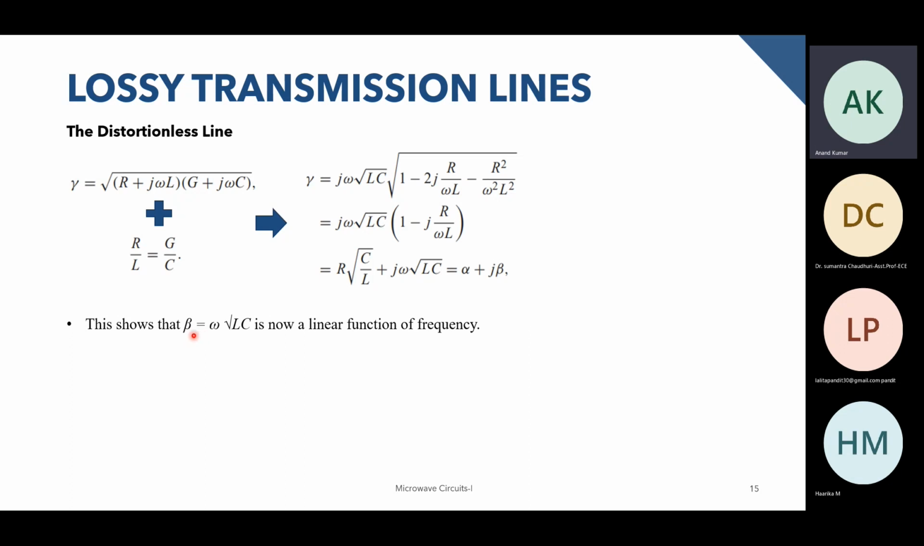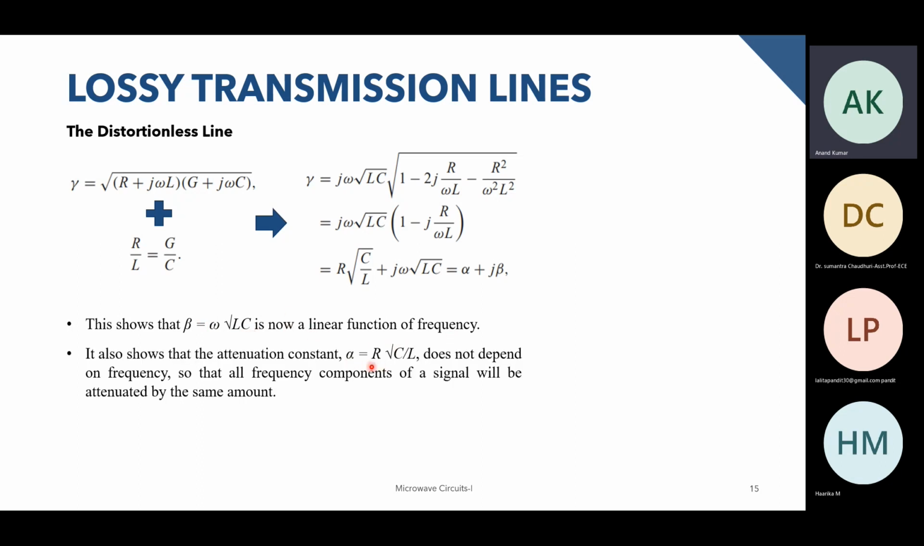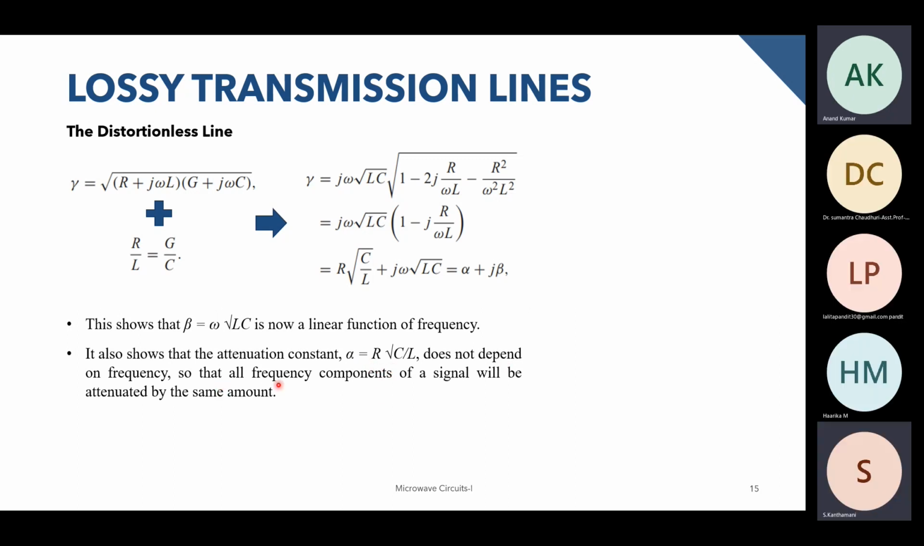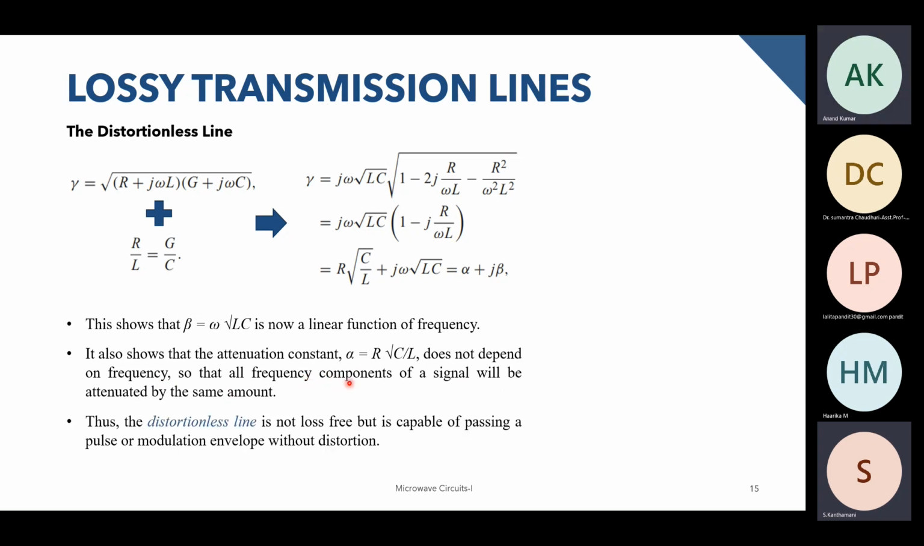This shows that beta is equal to omega root under LC, and this is now a linear function of frequency. And this also shows that alpha does not depend on frequency. So the attenuation constant is now not a function of frequency for this particular case of distortionless line. This also implies that all the frequency components will be attenuated by the same amount. So the distortionless line is not loss free, but is capable of passing a pulse or a modulation envelope without any distortion. So any signal that you're sending, you won't see any distortion in that.